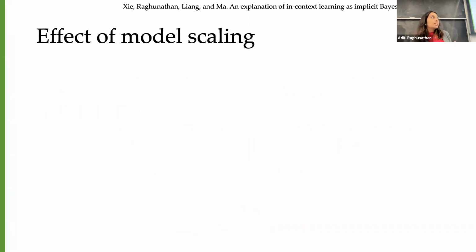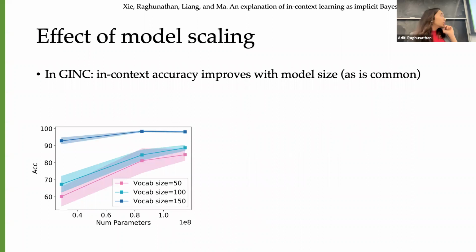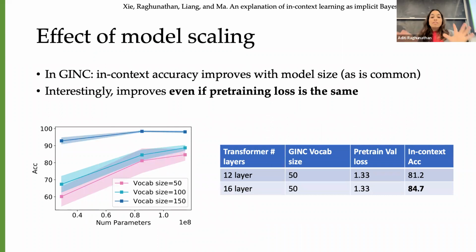Finally, what is particularly interesting is that even on this small data set, we do observe an effect of model scaling. The in-context learning accuracy increases as you increase the number of parameters. In the theory, we say that it only depends on the pre-training loss, so only on whether they're able to fit the data well. And even if the pre-training loss is the same, larger models do better than smaller models for in-context learning.